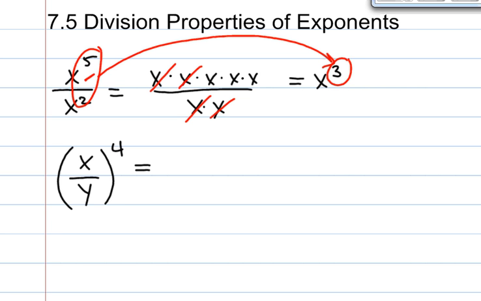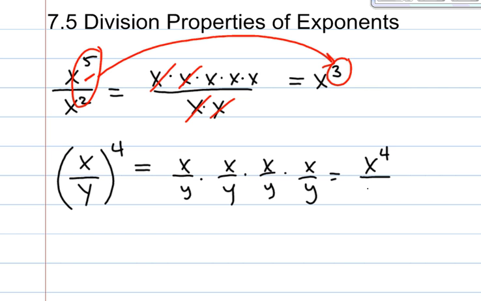So for this example, see that we have different bases, x over y, as in the first one we had the same base. But you see this fraction, x over y, is raised to the fourth power. So if we wrote this out like before, we would have x over y times x over y 4 times. And then you can see in the numerator you'll have x to the fourth, and in the denominator you have y to the fourth. So this one's very simple to see. It's just like if I have a product raised to an exponent, you distribute that. It's the same thing here. I have a quotient to an exponent, so both the top and the bottom get that exponent.